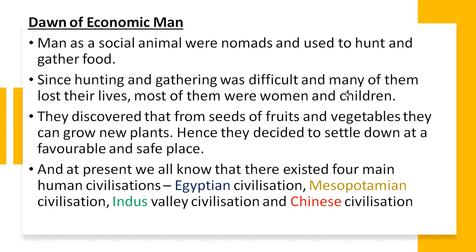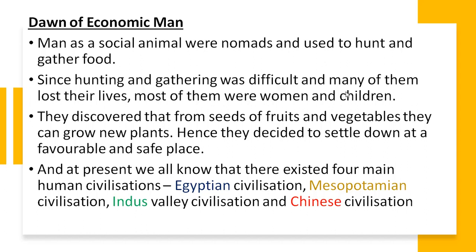We all know that man as a social animal used to be nomads before. That is, they were generally the hunters and gatherers, isn't it? So they used to go to one place, hunt and gather food items, consume whatever was available in that particular area, and then move on to the next place. But this hunting and gathering was very difficult, and many of them lost their lives.